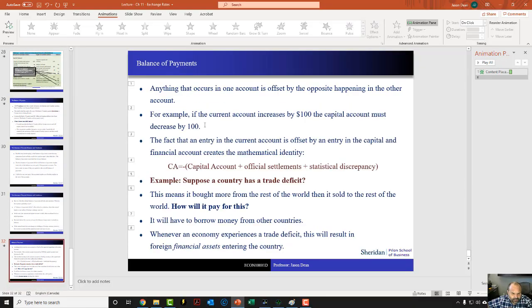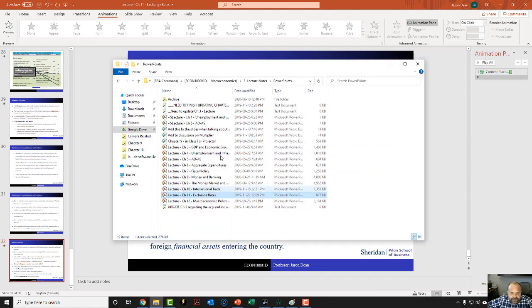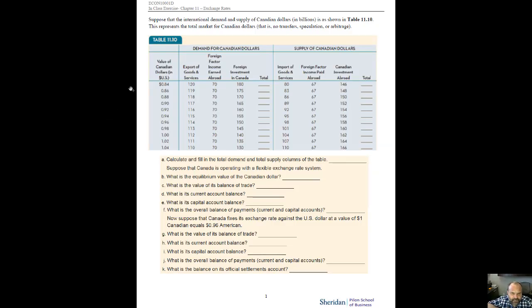Okay, so that concludes the lecture for today. I will now go through one of our in-class exercises. Suppose that the international demand and supply of Canadian dollars in billions are shown in the table below. This represents the total market for Canadian dollars, that is, no transfer, speculation, or arbitrage.